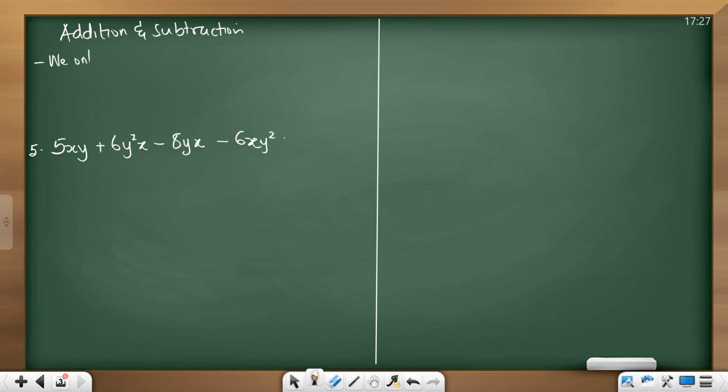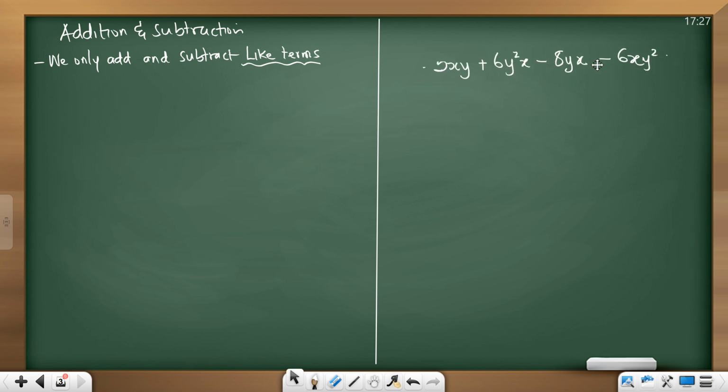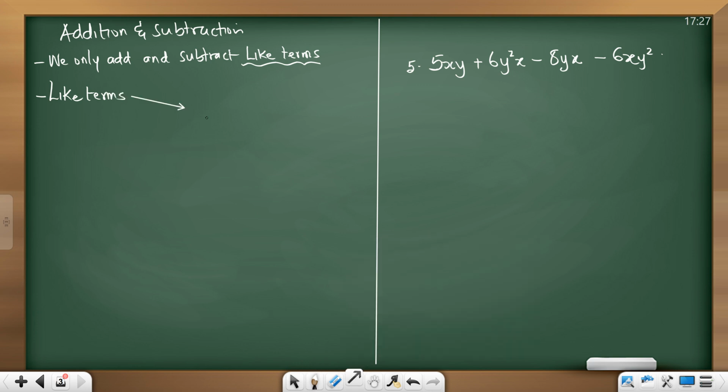We only add and subtract like terms. Emphasis on like terms. What do I mean by like terms? For things to be like terms, they must have two things. They must have the same variable and they must have the same exponent.